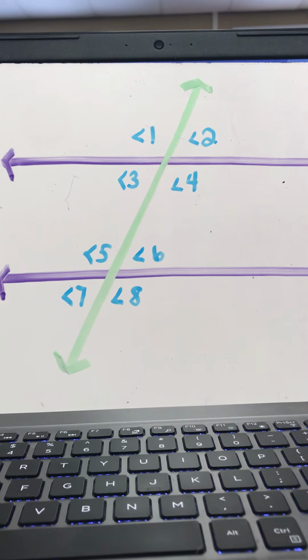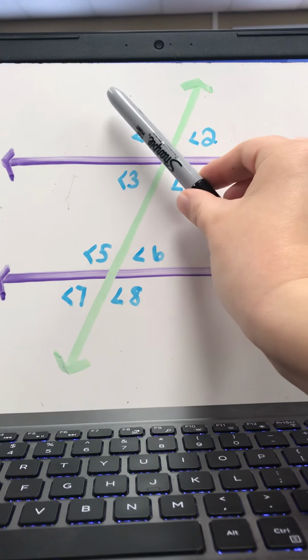Moving on, vertical angles. We've talked about this one before. Vertical angles are directly across from each other. So looking at this group right up here, angle 1, angle 2, angle 3, angle 4, those vertical angles are going to be angles 1 and 4. They're directly across from each other, straight line.